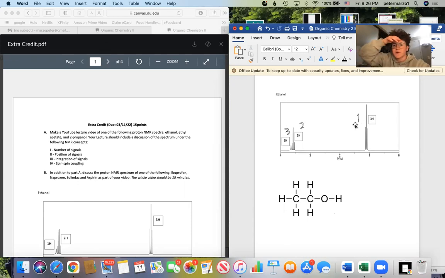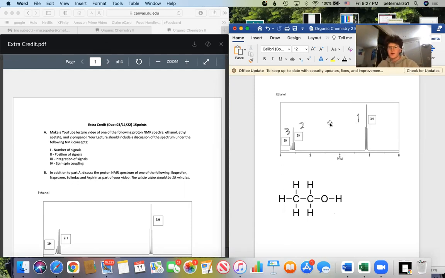The names for the signals are pretty easy to understand. Signals with 1 peak are called a singlet. Signals with 2 peaks are called a doublet. Signals with 3 peaks are called a triplet. Signals with 4 peaks are called a quartet. Signals with 5 peaks are called a quintet. Signals with 6 peaks are called a sextet. Signals with 7 peaks are called a heptet. And signals with any more peaks beyond that are called multiplets.